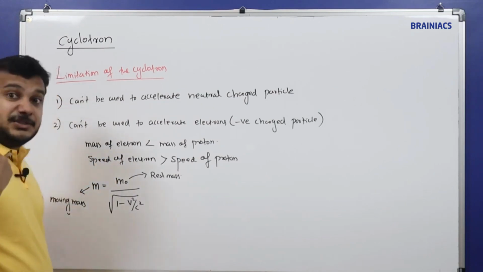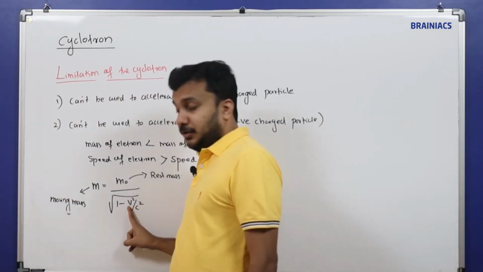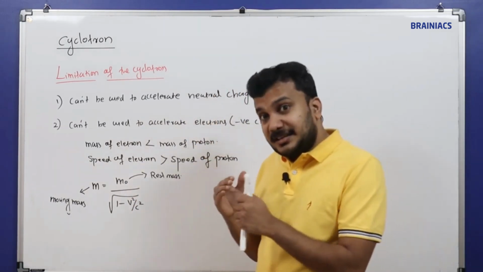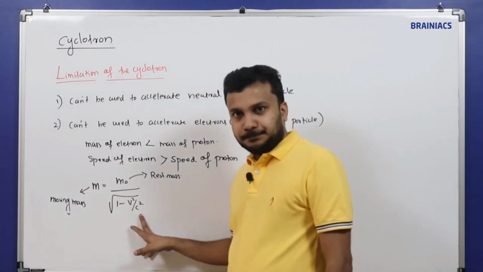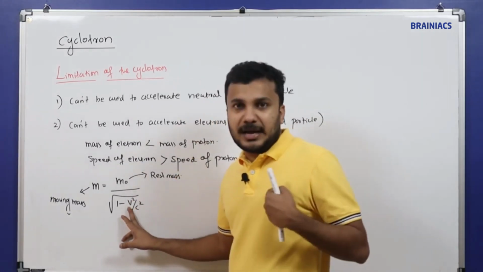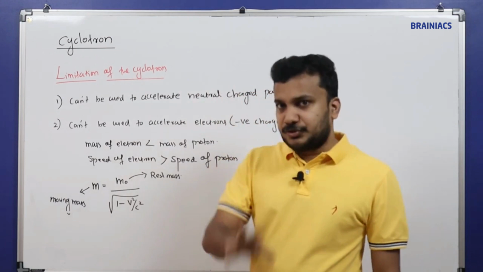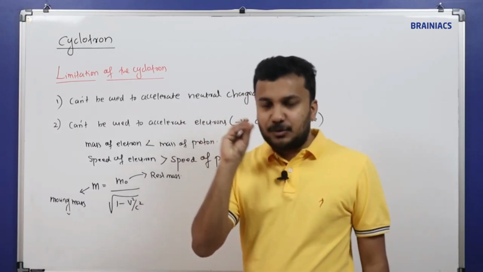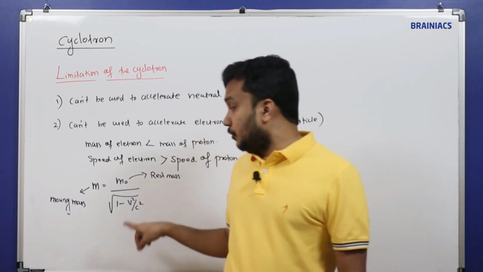But in the context of electrons, they can move with very high speed. The velocity of an electron is very high, nearly equal to, or comparable to that of c. So this factor is not 0 as in my case; it should have some value. Suppose v square by c square gives a value of 0.8. Then 1 minus 0.8 means root of 0.2.